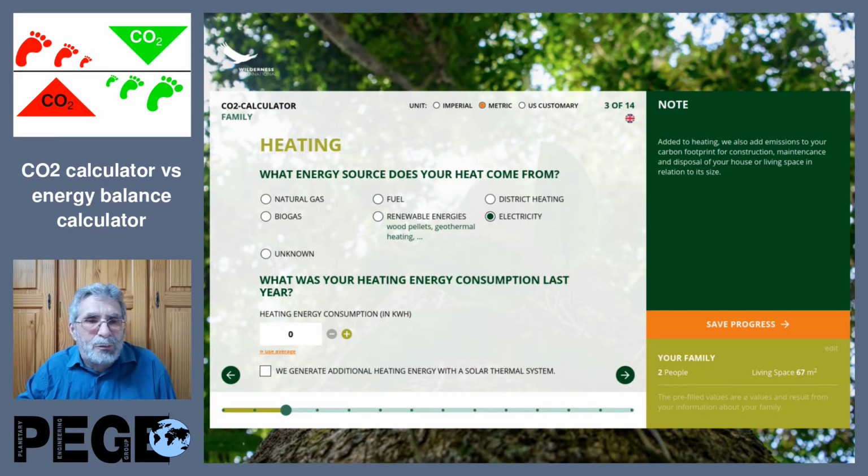Next, heating. I make all with a heat pump. More than one heat pump. I made a video about this, about my 3 patents about heat pumps. And so I enter here 0 kilowatt hours, because this is included in the 7,000 kilowatt hours of electricity usage. Also, it's not clear if this is electricity kilowatt hours or thermal energy kilowatt hours. This is not clearly stated here.